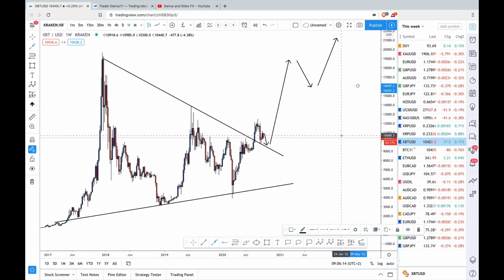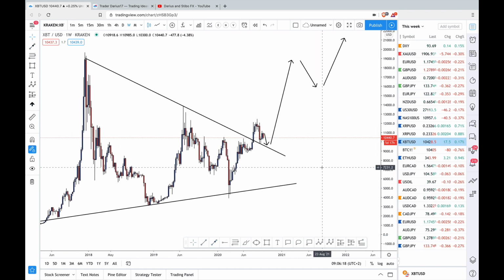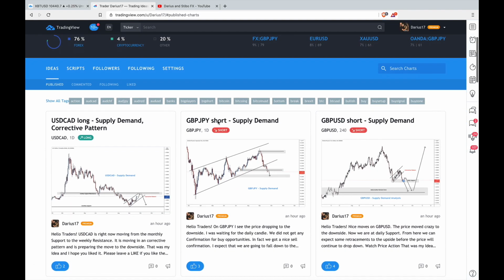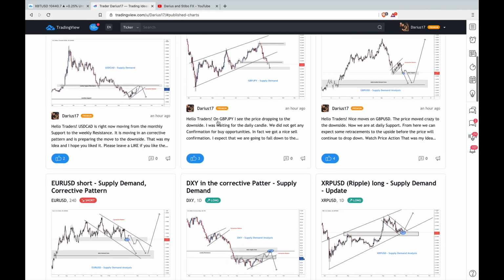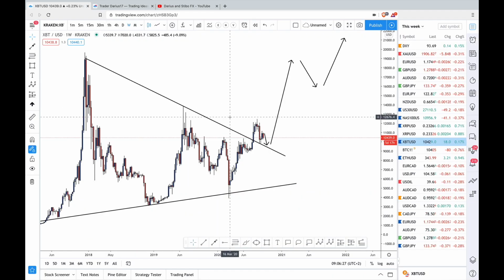Okay guys, actually that's it. That's my weekly outlook for you. So the explanations on all these trading setups that I was sharing with you today on TradingView. Yeah, I hope you enjoyed it.